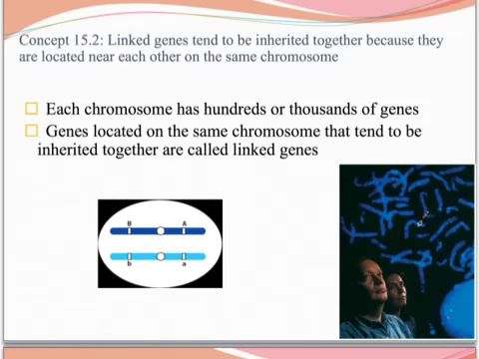So this is the important part. This is what you kind of want to focus in on, how to do some gene mappings and where this all plays in. This is what the rest of the class, when you're done with this video, is going to be about. Linked genes tend to be inherited together because they're located near each other on the same chromosome.